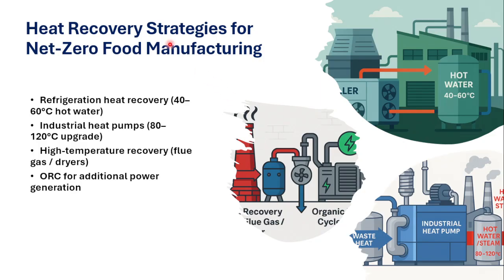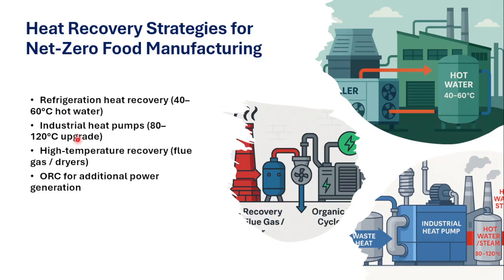Let's have a look at the heat recovery strategy for net zero food manufacturing. In food factories, refrigeration systems run all the time and release a lot of low temperature heat. This heat is usually wasted, and it can be recovered using a heat exchanger to produce hot water, for example between 40 to 60 centigrade. This hot water can be used for cleaning, CIP, washing, or heating water before it enters the boiler.